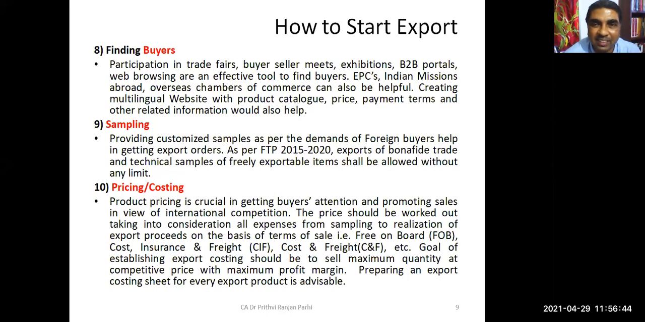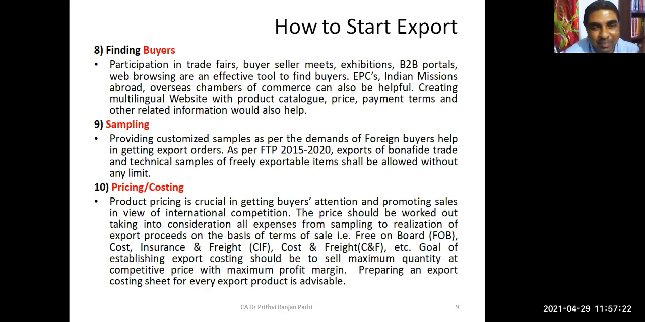Once the market is selected, the next step is finding appropriate buyers. That has to be carefully selected. In previous classes we have understood that various organizations organize trade fairs and give information about the buyers. Through them, one can select who the buyers are. Then samples need to be sent. In most cases, the buyer asks for a sample. Samples need to be sent according to the terms provided in India's foreign trade policy. So bona fide samples are to be sent.